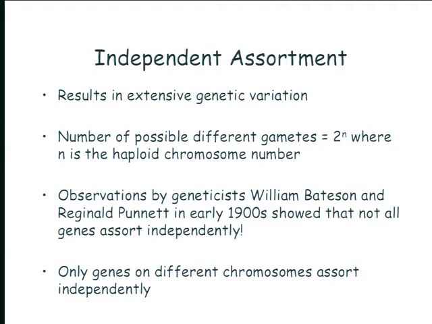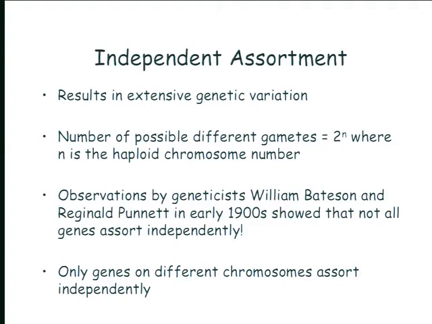And that's because the number of possible different gametes that can be produced by any set of parents is equivalent to 2 to the power of n, where n is the haploid chromosome number. So there are 10 haploid chromosomes in Arabidopsis, for example. So the number of different gamete combinations is 2 to the power of 10.